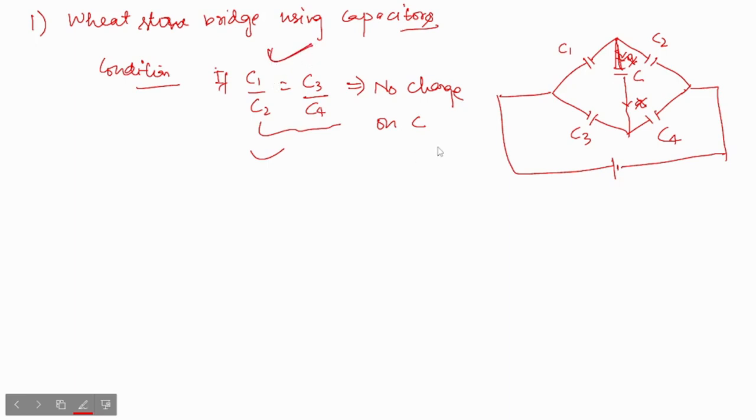This C1, C2, they are known as ratio arms. This R3 or you can say C3, this is known as known arm, and this C4 is known as unknown arm if someone asks. So this was about Wheatstone bridge, right?